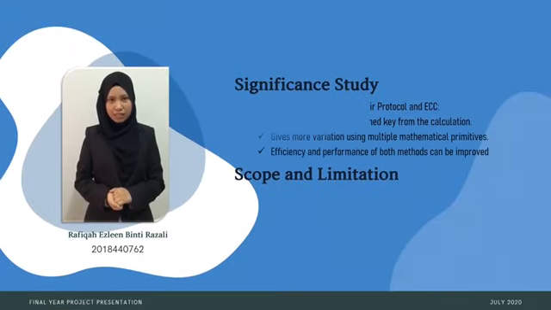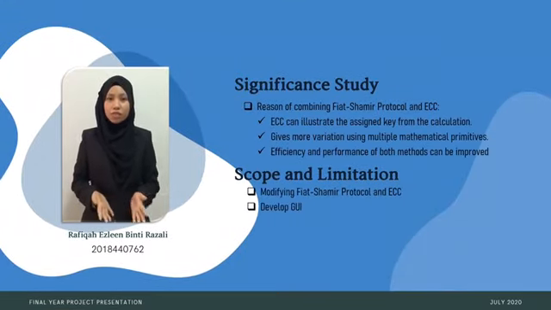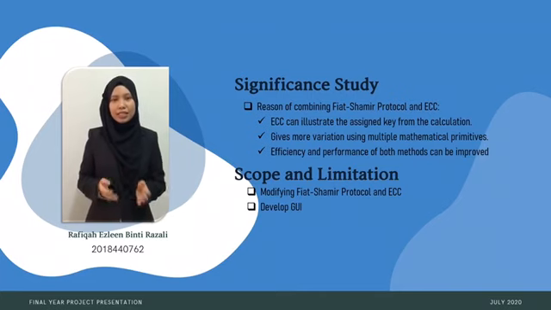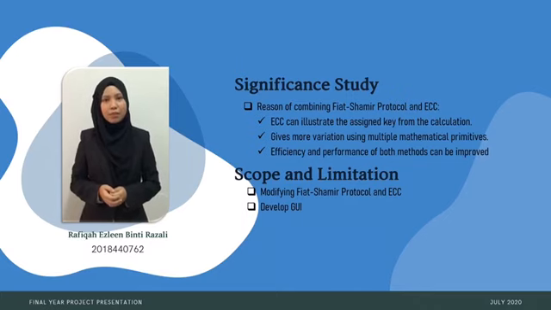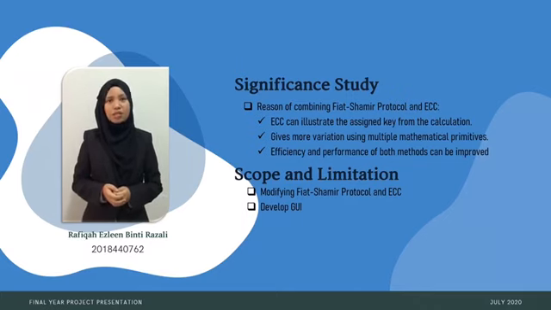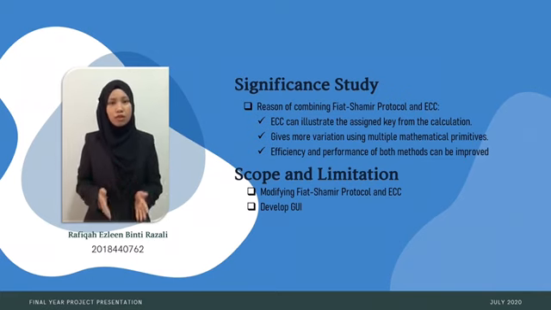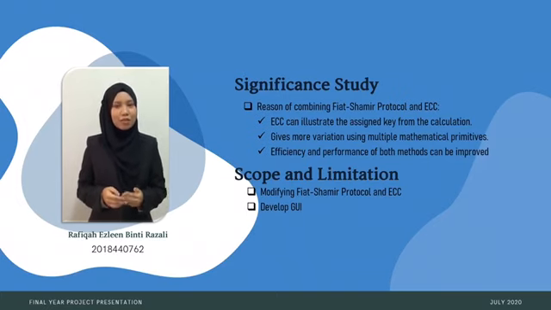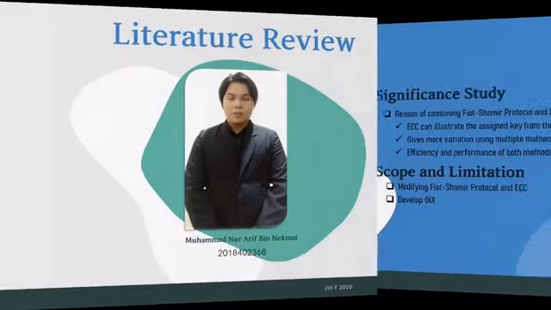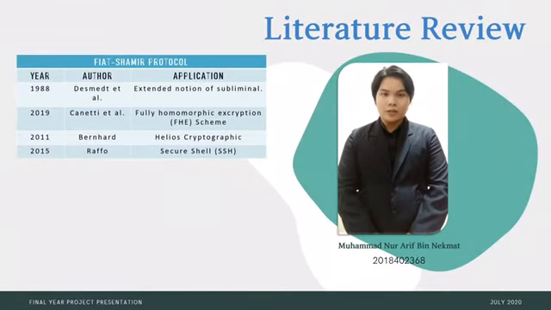The significance of the study. The reason we are combining the Fiat-Shamir protocol using ECC is to illustrate the assigned key calculation, which gives more variation using multiple mathematical primitives. So the efficiency and the performance of both methods can be improved. And for our scope and limitation, we focus on modifying a Fiat-Shamir protocol using ECC method and to develop the GUI.